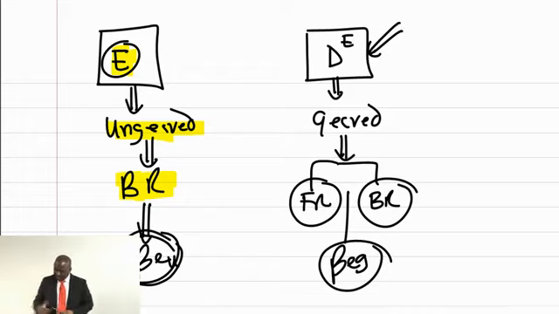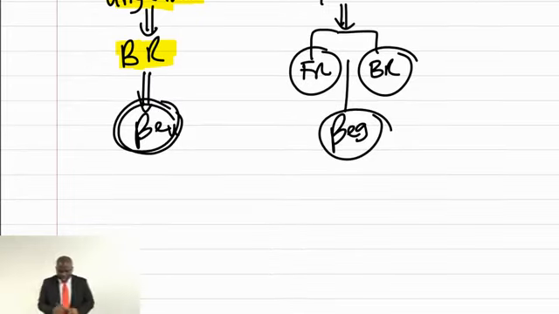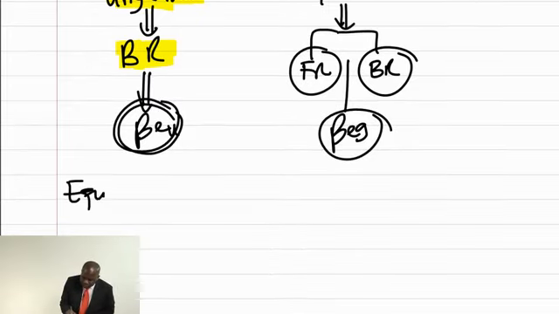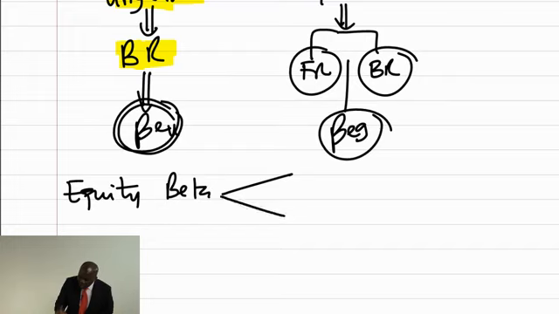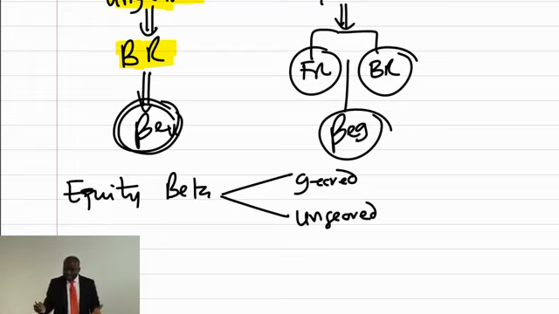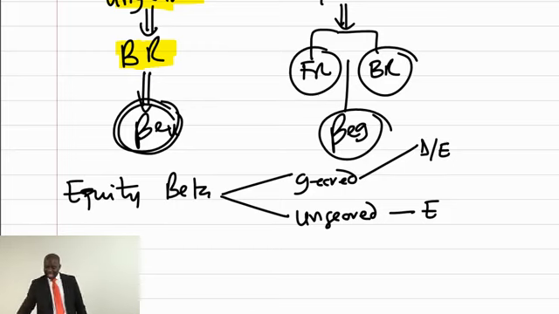If that company is all equity, then its beta measures only what? Business risk. Okay, now we have made mention of equity beta. Equity beta could be geared or ungeared, depending on where you are picking from, as we've done. If I say equity beta and I'm picking from a debt and equity company, then that is geared. If I am picking from an only-equity company, that is ungeared.